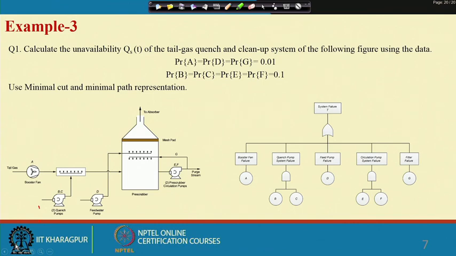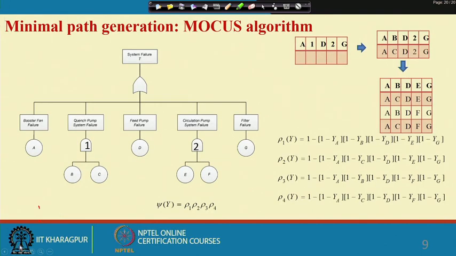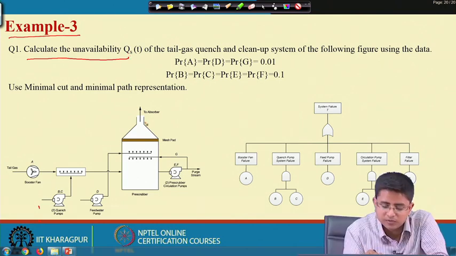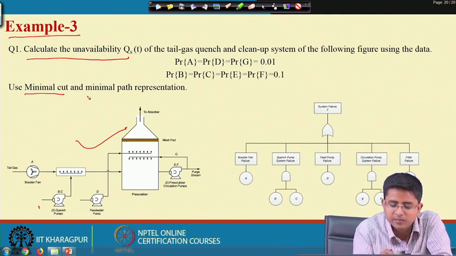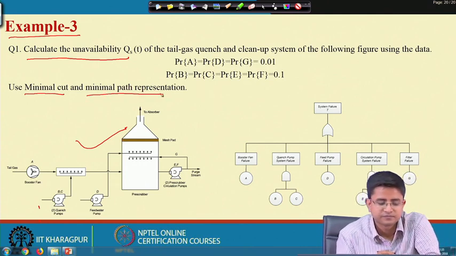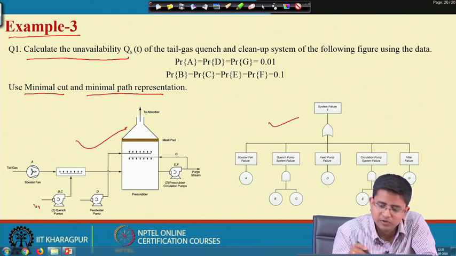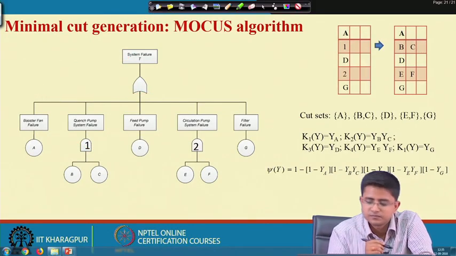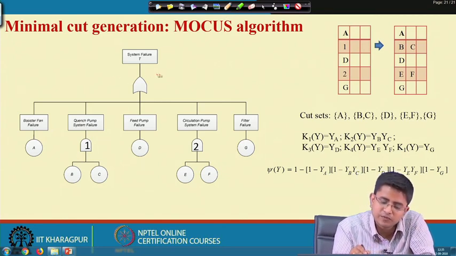So now I will show you the third example. Calculate the unavailability of this system, and now we have to use minimal cut and minimal path representation. So again this is the fault tree. So how to calculate the minimal cut and minimal path? So you can see that this is my fault tree.